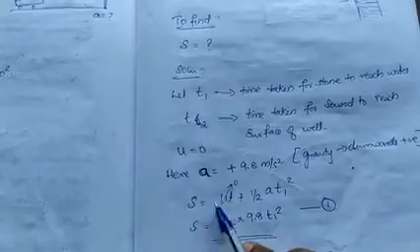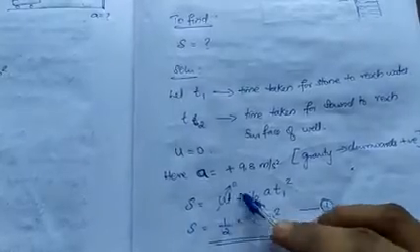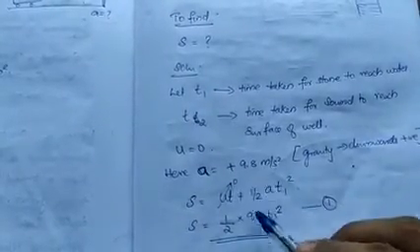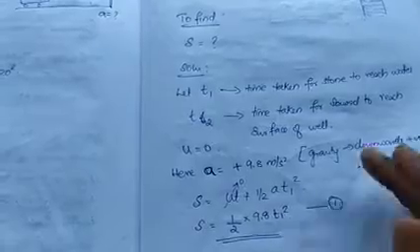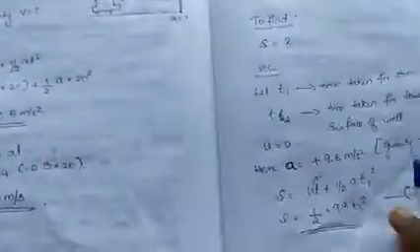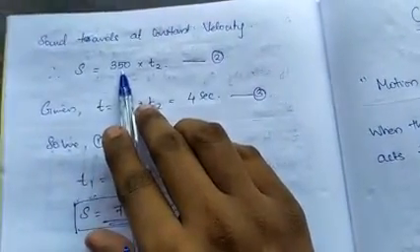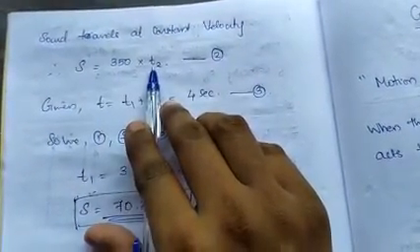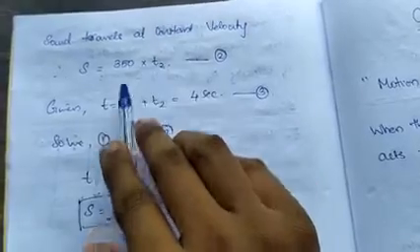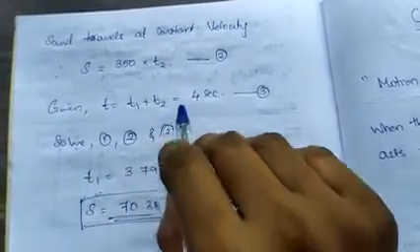Substitute in this equation, S is equal to ut plus half at square. U is 0, so this term cancels. Half into 9.8 into t1 square, you will get this is just t1 square. Also, distance is equal to sound speed into t2. And t is equal to t1 plus t2 is equal to 4 seconds.